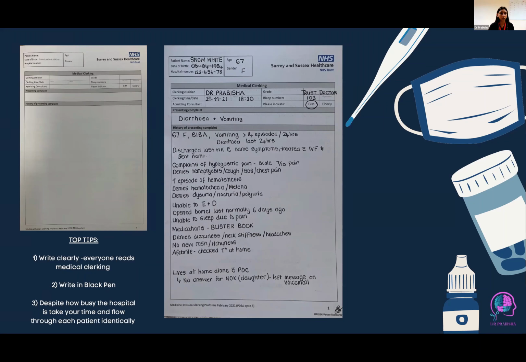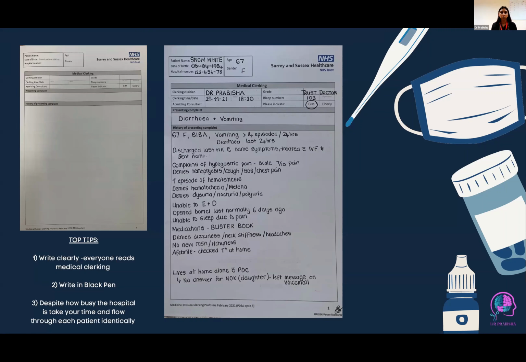Use a black pen all the time. You only use black pens when you start working. And despite how busy the hospital is, take your time and flow through each patient really carefully. You carry this booklet until you go to post-take, which I'll come on to later, so you can always go back. It's not like you fill it out and then you're not able to add to it.